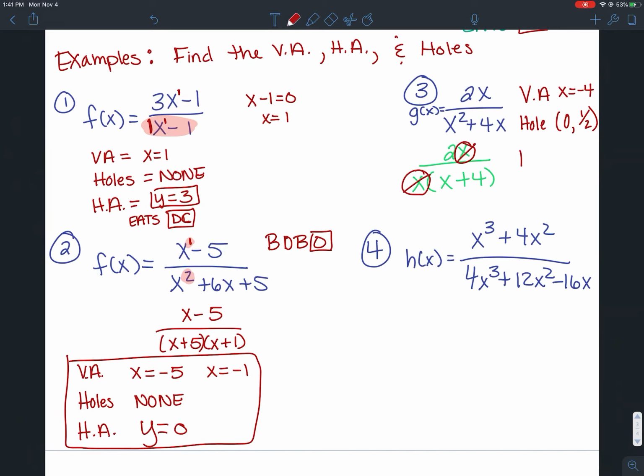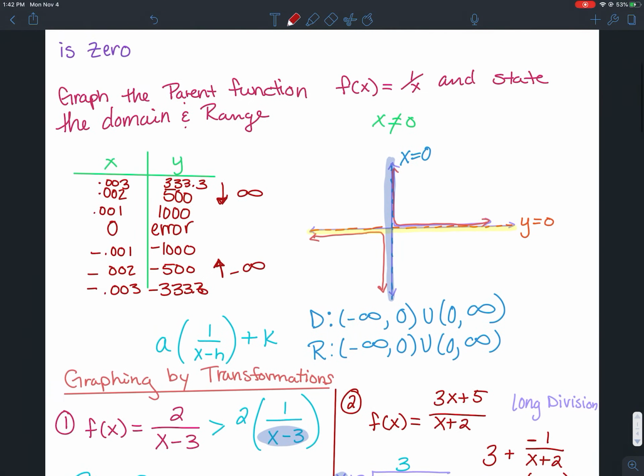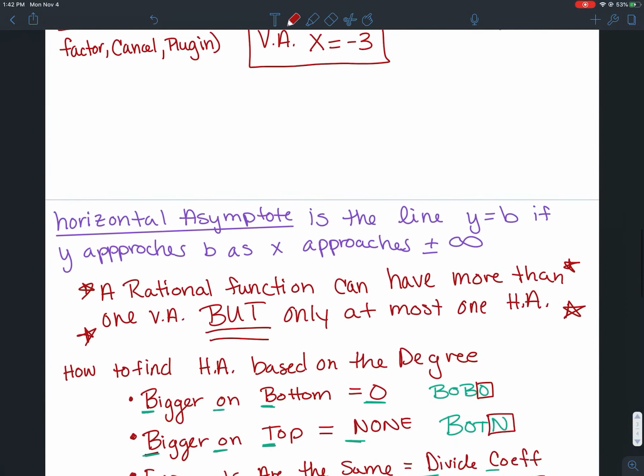And then my horizontal asymptote. So let's look at this. Ooh, another Bobo. Bigger on bottom equals 0. All right. We are going to factor the last one, and then we'll be done. We'll talk more about domain and range next class.